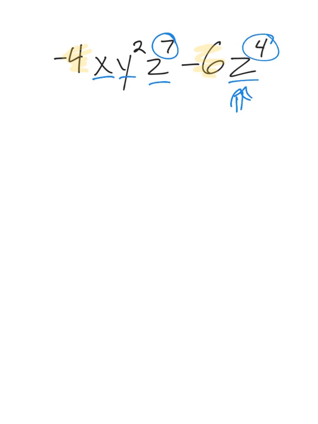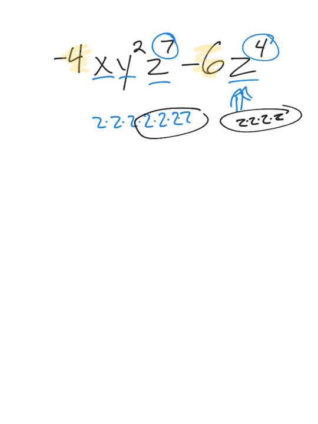There's 7 over here, there's 4 over here, which means if I was to write this out, which I don't think you would, 1, 2, 3, 4, 5, 6, 7. And over here, there's 4 z's. Well, what do they have in common? They have 4 z's in common. So your GCF would be -2 z to the 4th. And then you would just have to rewrite what was left.